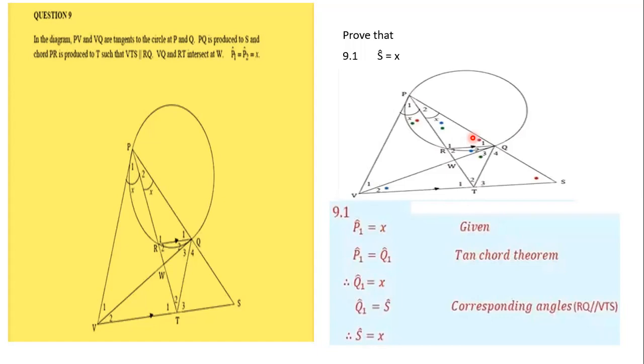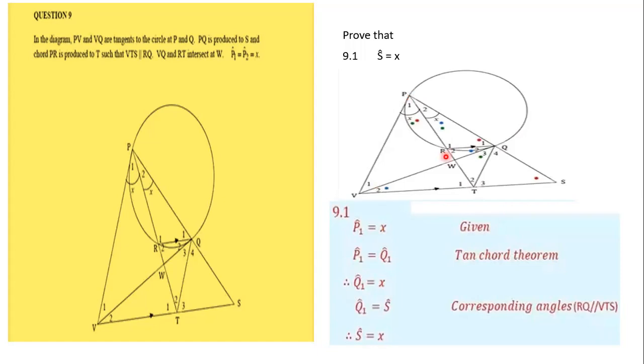You can also say that theorem number 9 is the angle between the tangent and the chord. Here's our tangent, as you can see, and the chord PR.